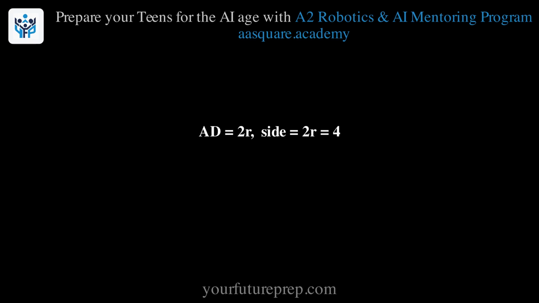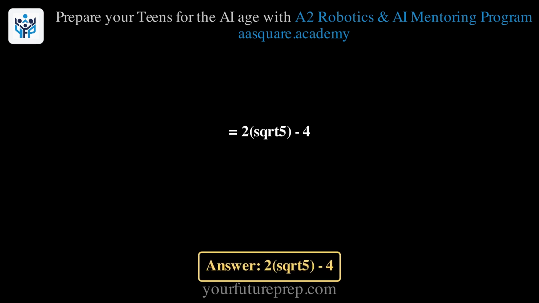From (pi r squared)/2 = 2 pi, the radius r equals 2, and the square's side is 2r. BO stretches across the square. BO equals the square root of r squared plus 2r squared, which equals r root 5. CP equals BP minus BC, which equals 2 root 5 minus 4. So CP has length 2 root 5 minus 4.